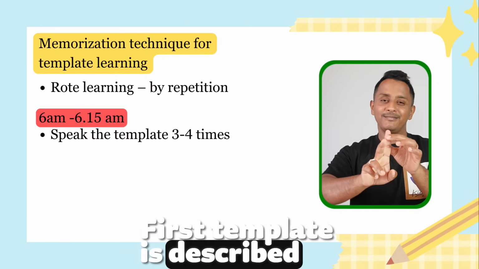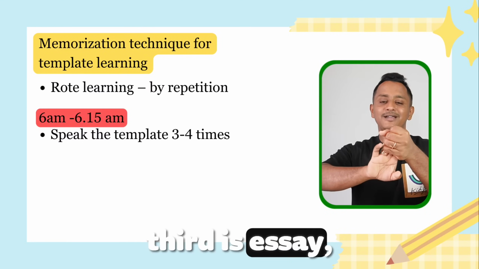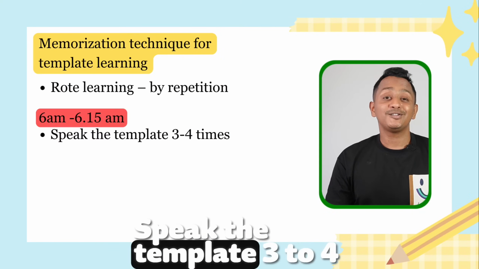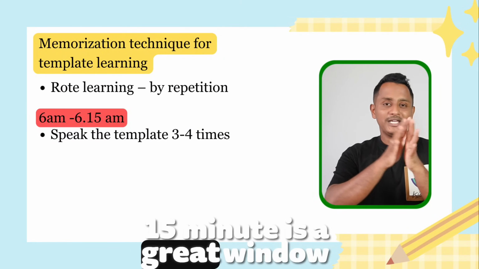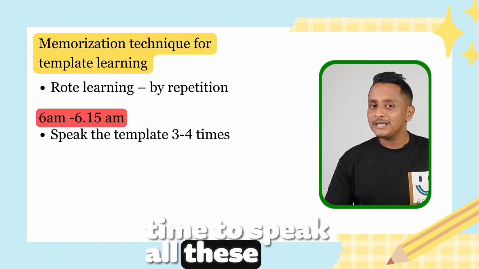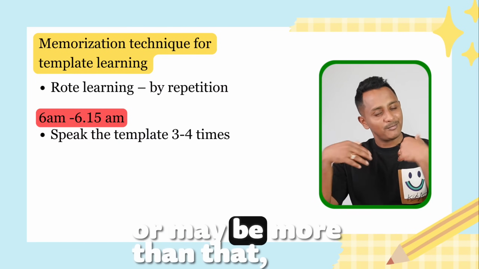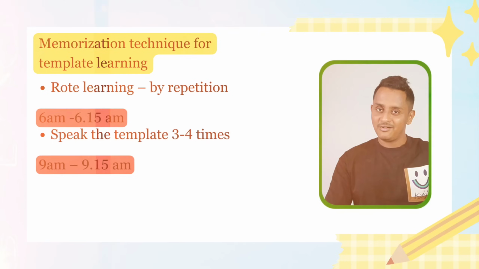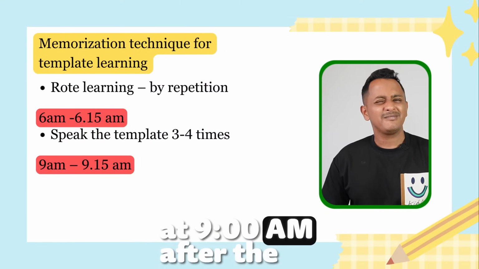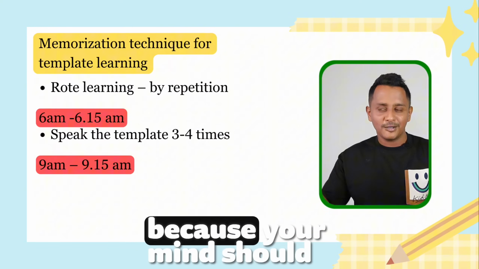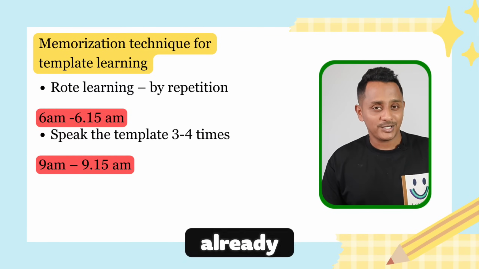First template is describe image, second is Retell lecture, third is essay, fourth is summarize spoken text. Speak the template 3 to 4 times. 15 minutes is a great window of time to speak all these templates 3 to 4 times or maybe more than that. So once that is done, now repetition comes probably at 9 a.m. after an interval of 3 hours because your mind should digest the information that you already gave.